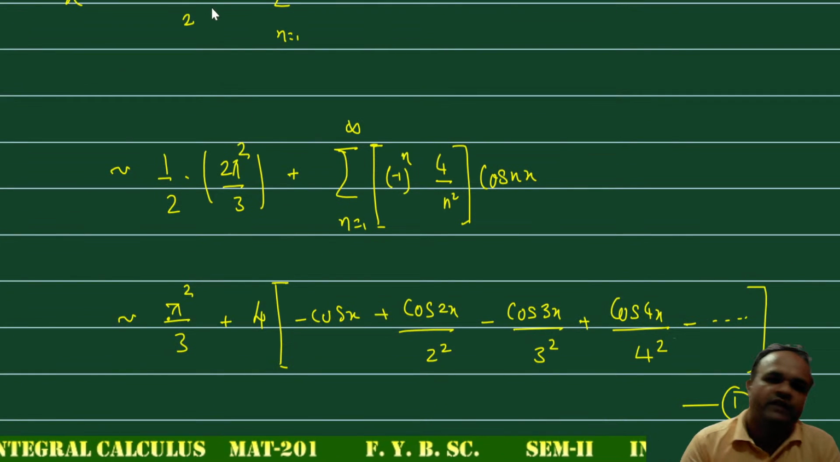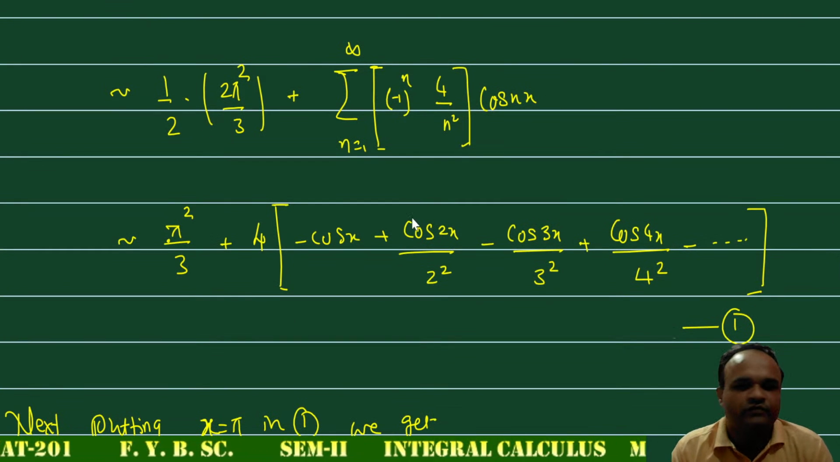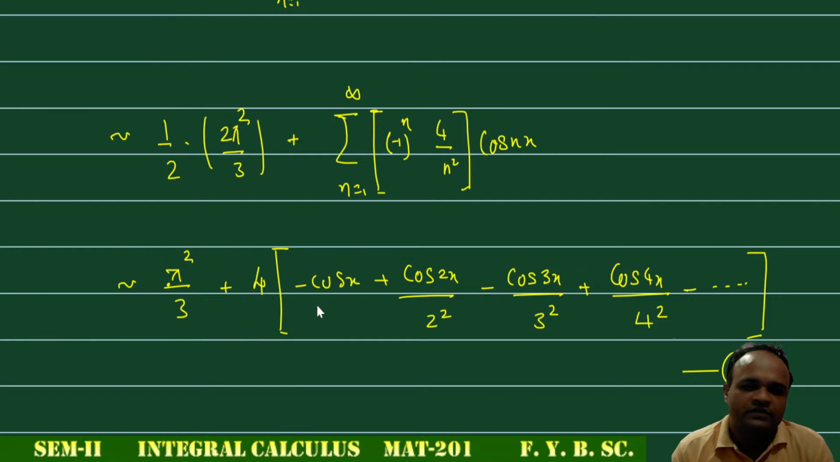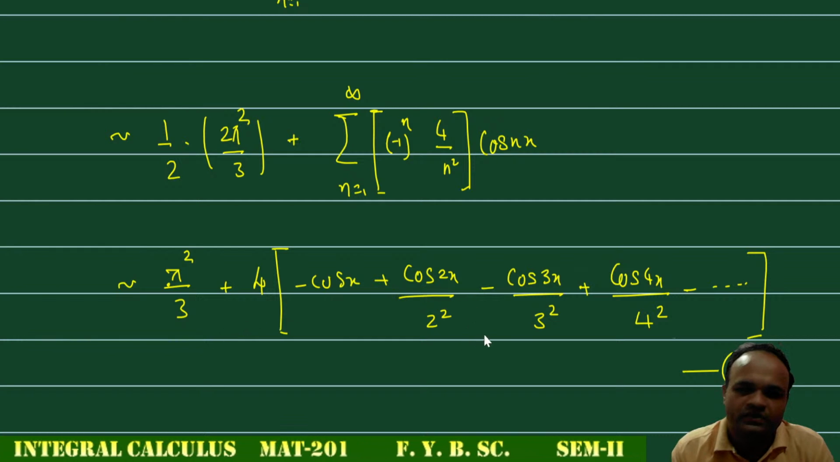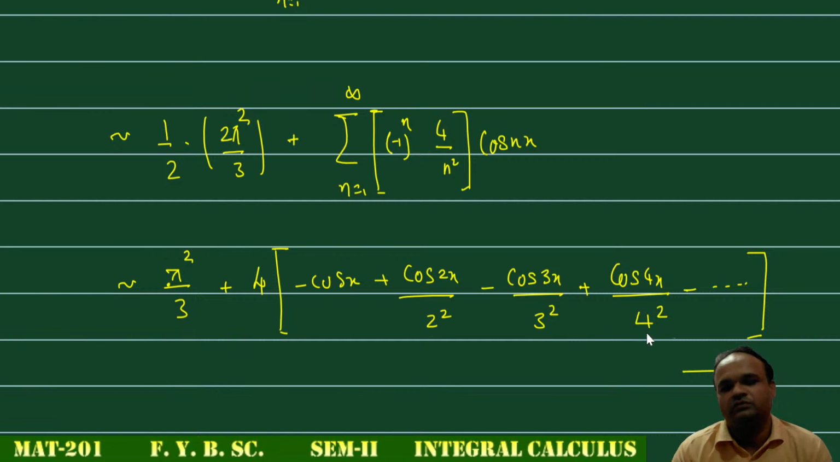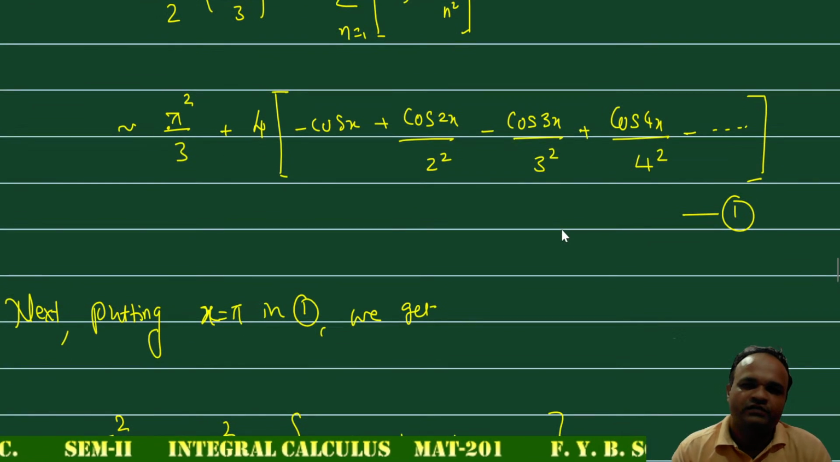Putting the values of a0 and an, you'll get the Fourier series of x square: pi square upon 3 plus 4 times minus cos x plus cos 2x upon 2 square minus cos 3x upon 3 square plus cos 4x upon 4 square minus, and it goes to infinity. You can call this equation 1.